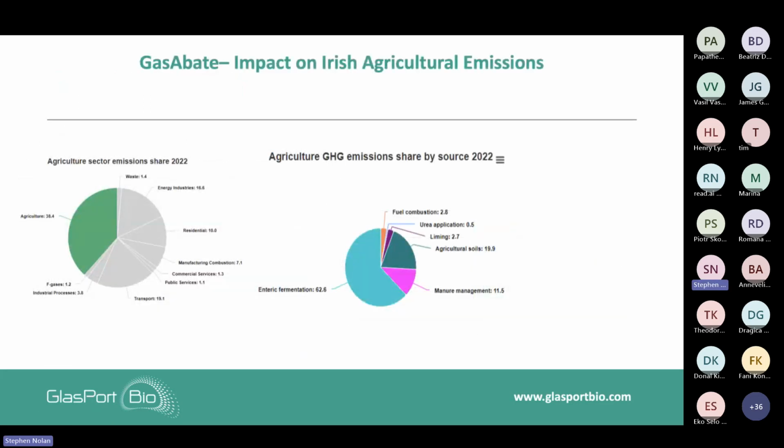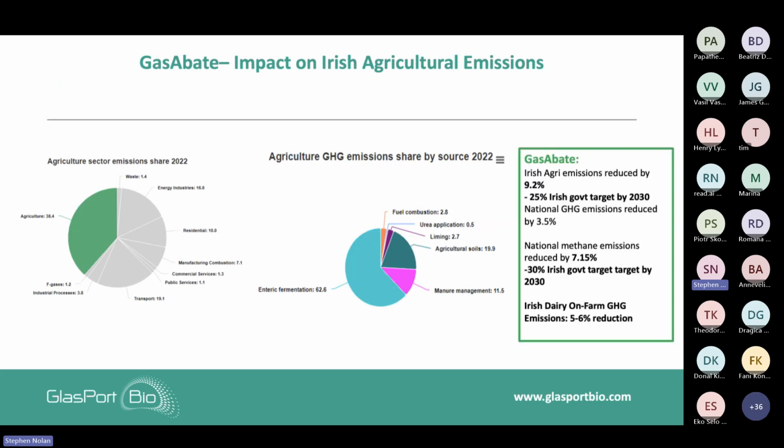So our impact on agricultural emissions: if 11% of greenhouse gas emissions from farming are from stored slurry, and we can reduce that by 80%, then that equates to a roughly 7 to 8% reduction in agricultural greenhouse gas emissions, which gets us a long way towards our 25% government target.